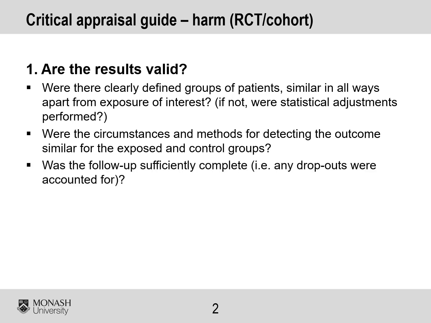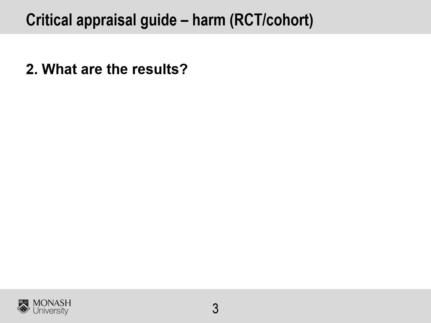The third question relates to attrition bias. So was the follow-up of participants sufficiently complete? So again, were there any dropouts? And if so, were they accounted for? So once again, you can look at your baseline characteristics and compare that table to your results. And if any participants have dropped out, hopefully the study authors have identified reasons for that.